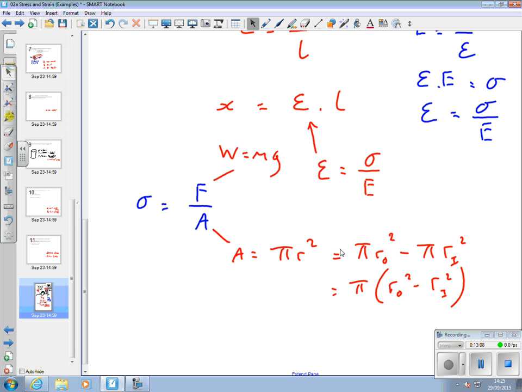I know the outer and the inner radiuses, so I could plug them into there to find the area. I know the mass, so I could plug that into there to find the force. Divide the force by the area, I've got the stress. Put the stress into this formula, divide it by Young's modulus, I've got the strain. Put the strain into that formula, times it by the length, and I've got the extension. Job done. Okay? So the thought process is going through my original formula and ending up down here to get the answer.